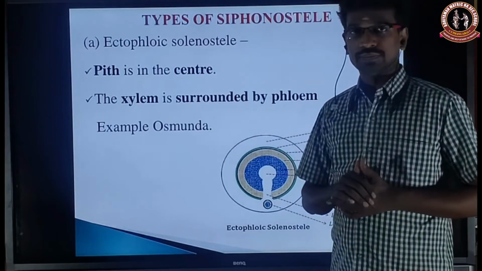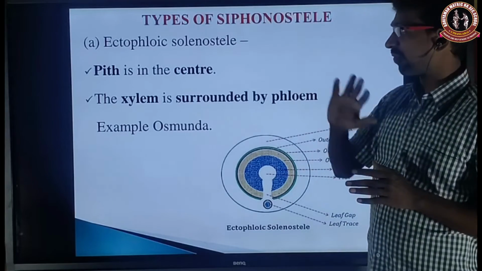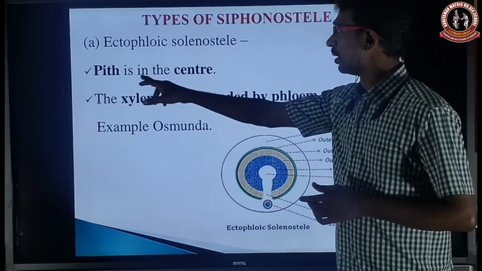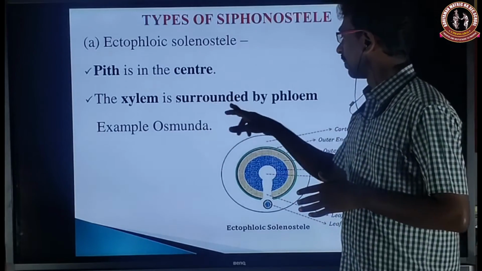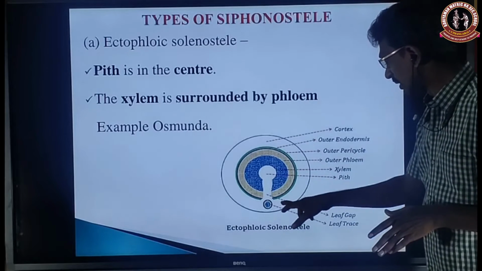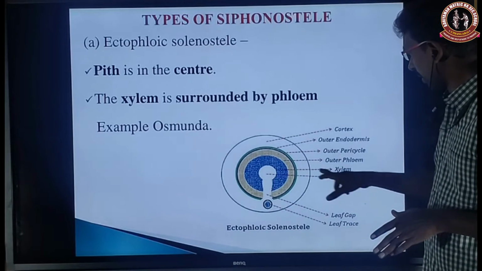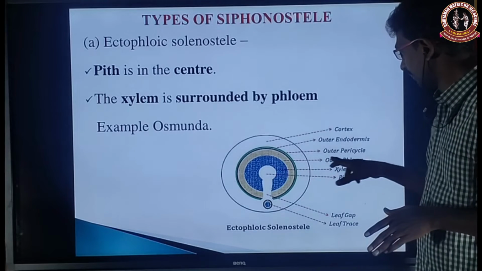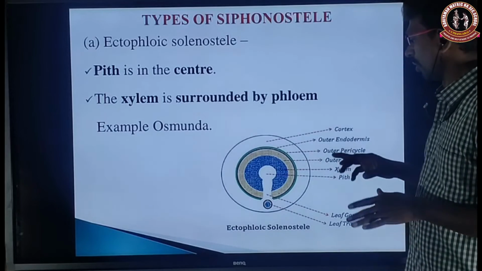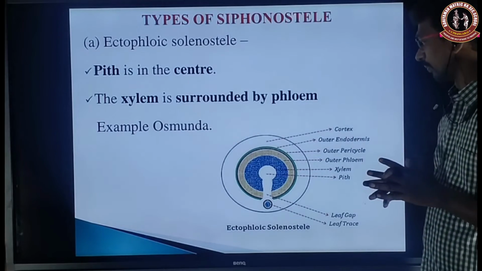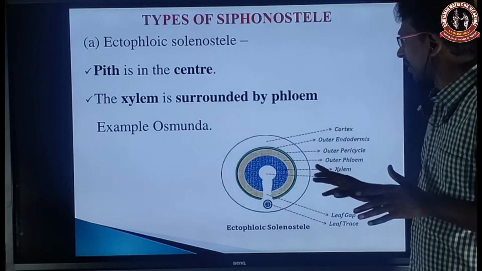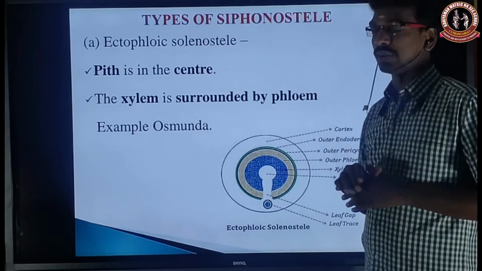Ectophloic solenostele. The same as in siphonostele, ectophloic siphonostele. That means only one phloem. Pith at the center. Xylem is surrounded by phloem. Example, Osmunda. Here the leaf gap is present. That is a leaf trace. Pith at the center. That is a xylem. Outer phloem and the inner phloem. So only one phloem is present. So that is ectophloic, single phloem.